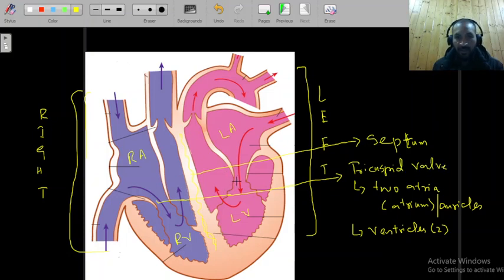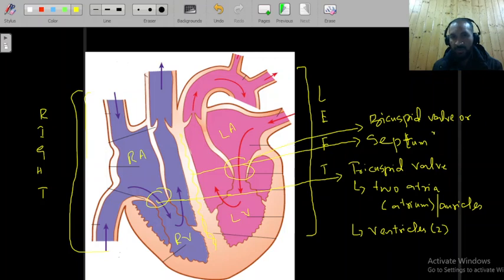And there is again a valve that exists between the left auricle and left ventricle. But it has just two muscular flaps, and that's why we call it the bicuspid valve. Or it has one more name, which you must remember as well: the mitral valve. This exists between the left auricle and left ventricle.